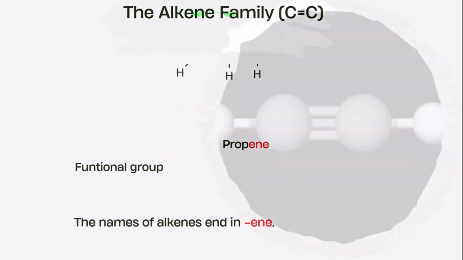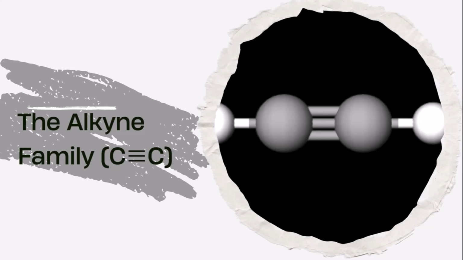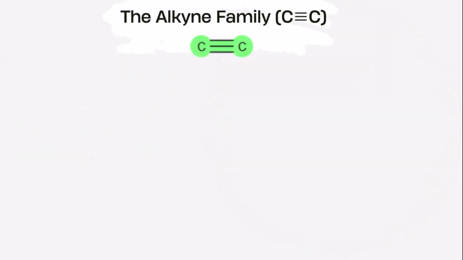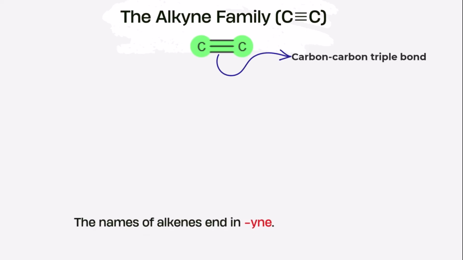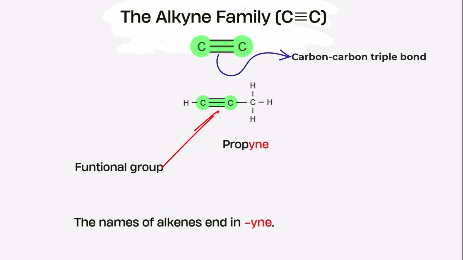Finally, we'll talk about the alkyne family. The alkyne family takes things up a notch with a triple bond between carbon atoms. Their compounds end in -yne, like propyne. This triple bond gives them a sharp reactive nature, making them quick to participate in chemical transformations.